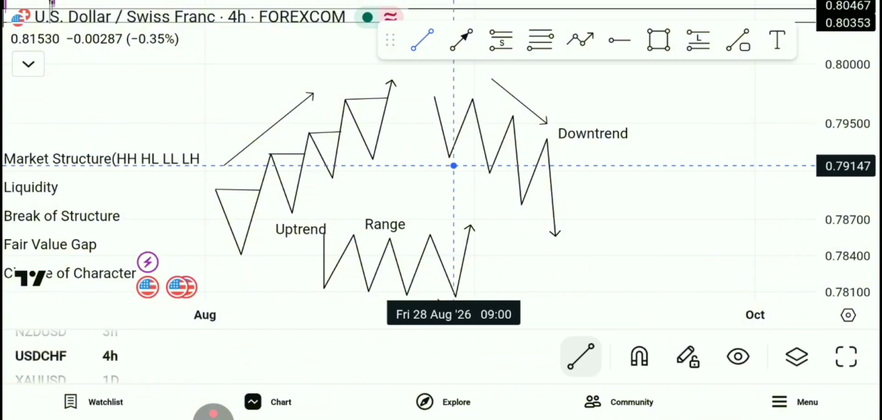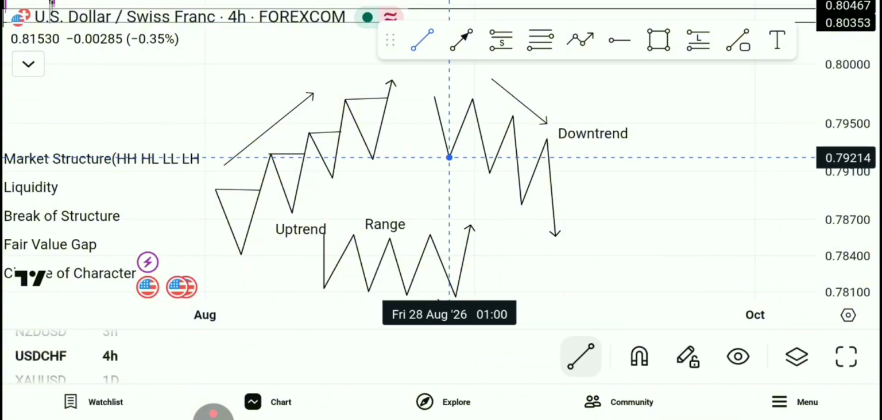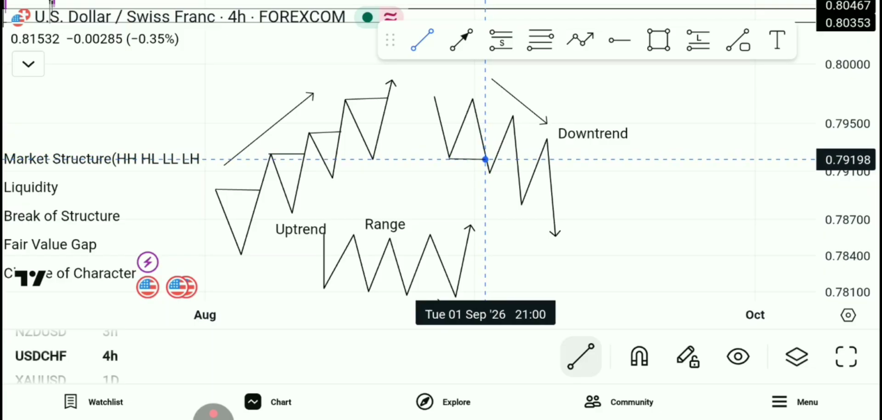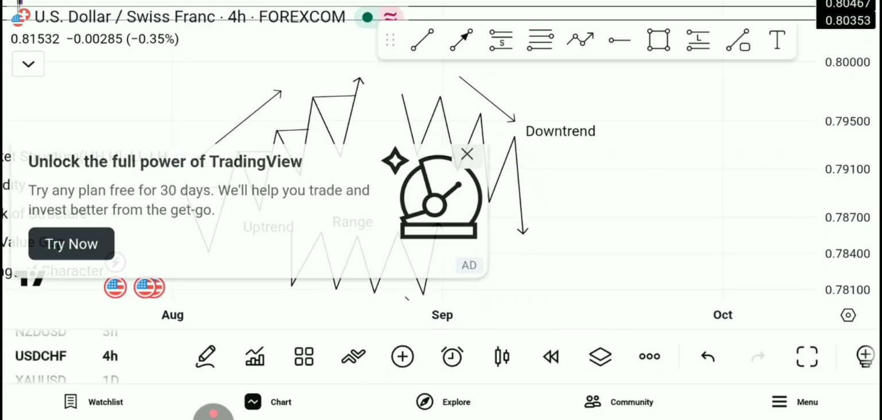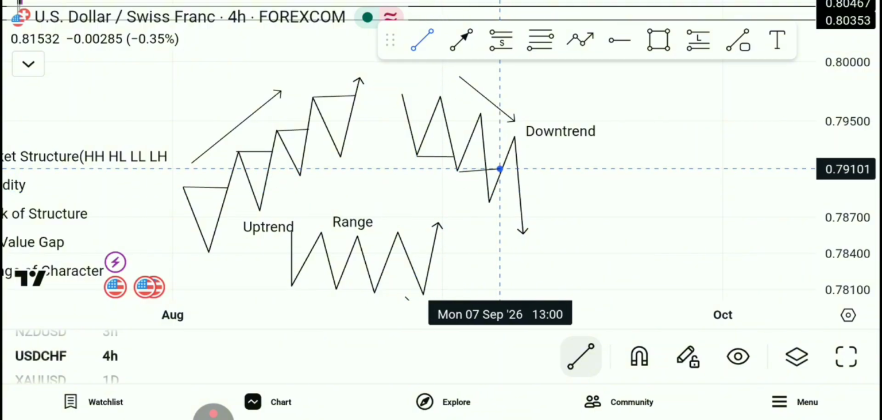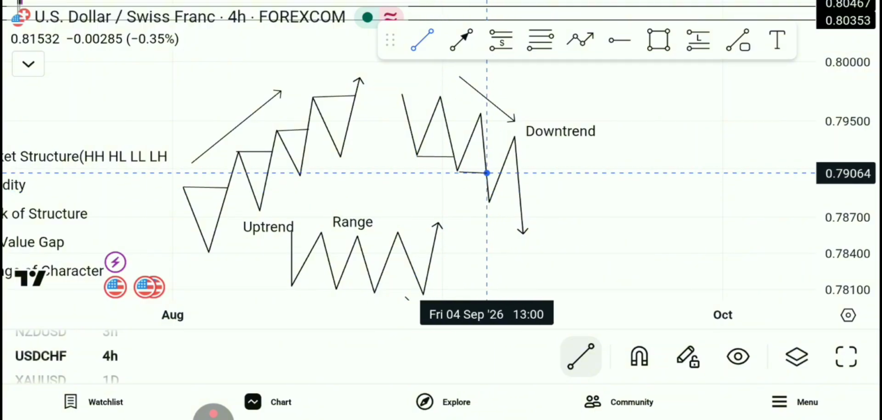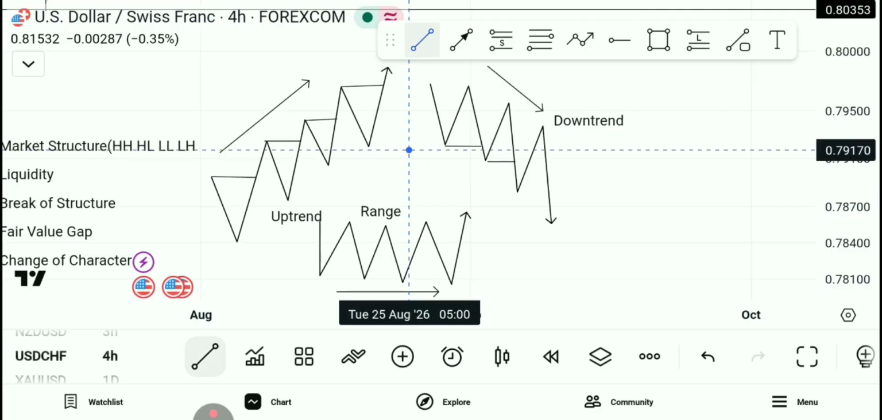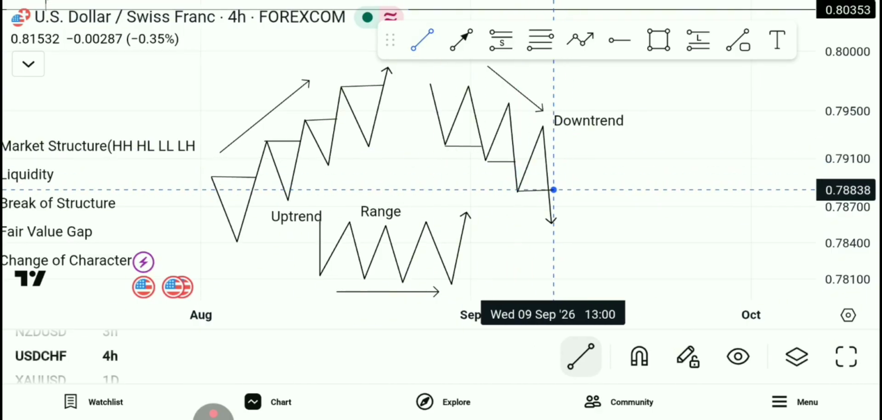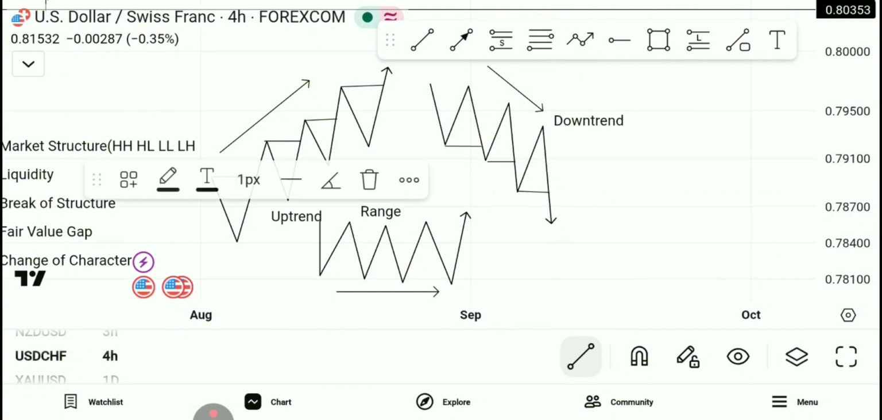Then this is a breakout structure in a downtrend, so it always breaks down. This is a breakout structure. And then this is another breakout structure here. You can see how I'm marking it. That's how you are going to be marking your breakout structure. So that's the breakout structure.